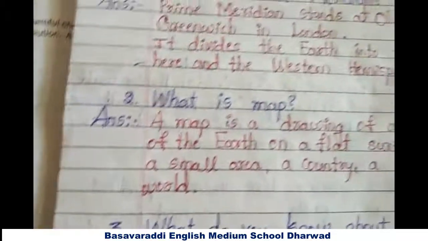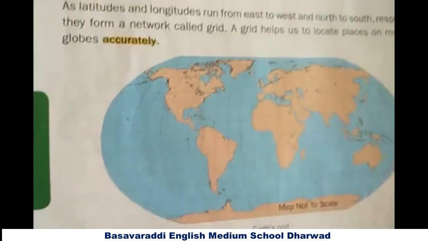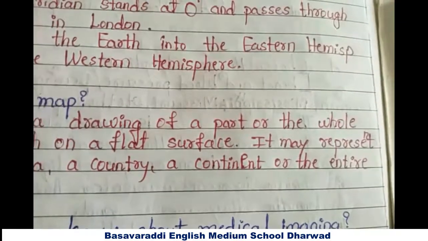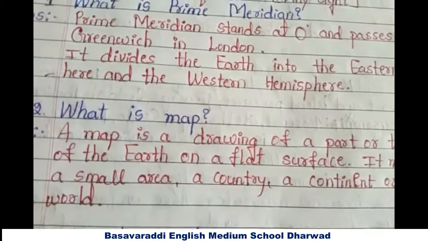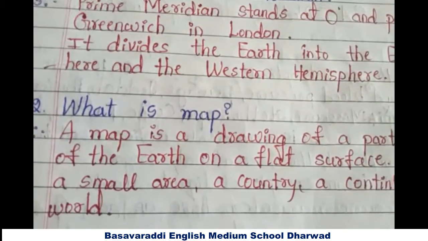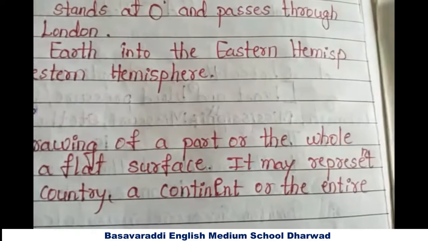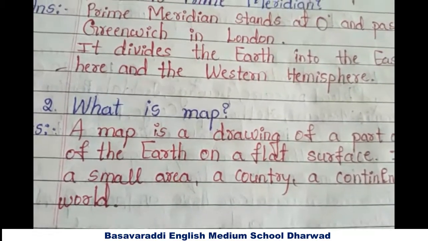Next, what is a map? Here, this is also one type of map. A map is a drawing of a part or the whole of the earth on a flat surface. It may represent a small area, a country, a continent, or the entire world.